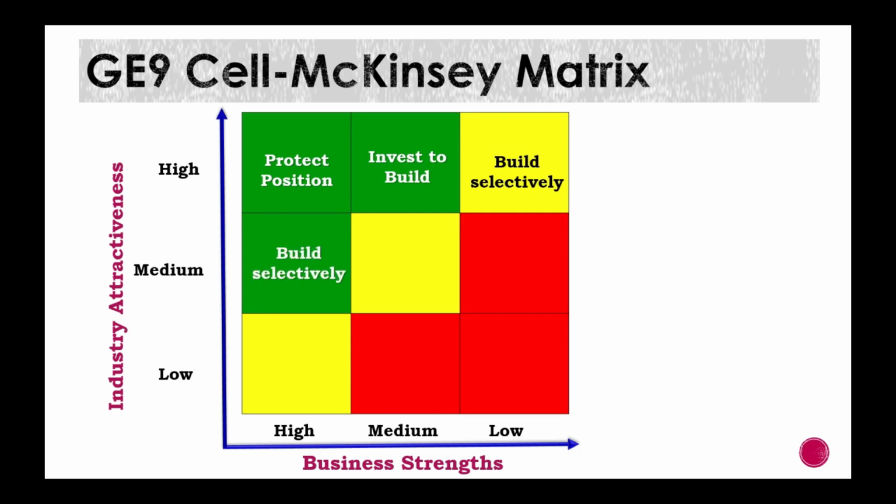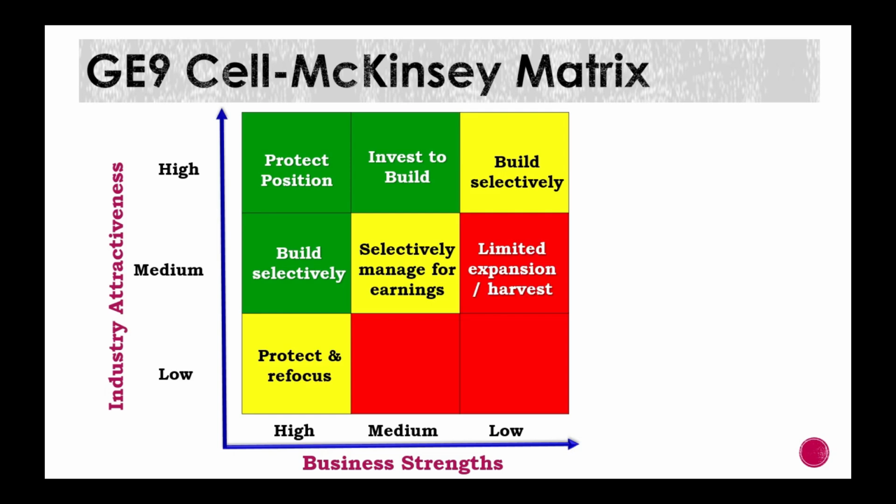Yellow indicates cautious decision making to protect the businesses, while the red colored cells indicate either to harvest, that is lowering the investment and earning the profits, or divest if more losses are produced. The decisions written in each cell are based on the industry attractiveness, which can be high, medium or low. Similarly, depending upon the business or competitive strength, which also can be high, medium or low.